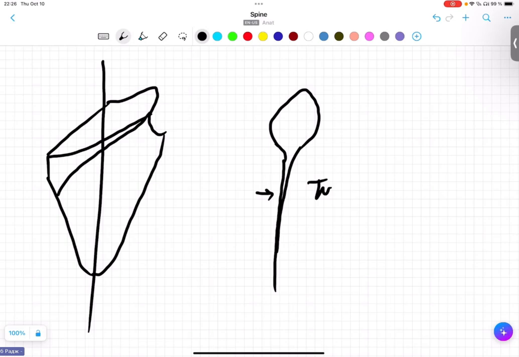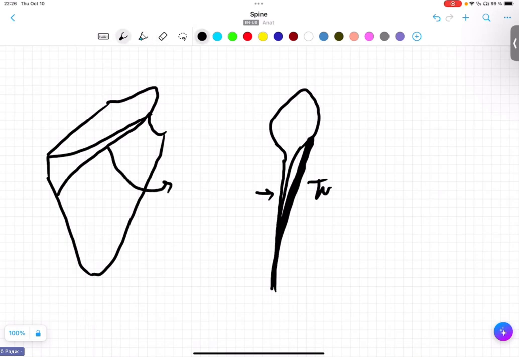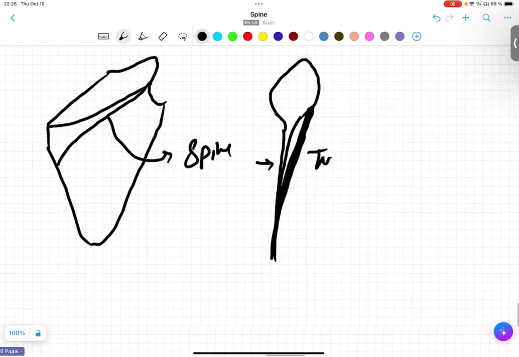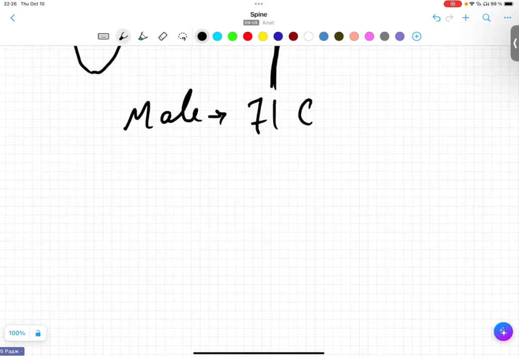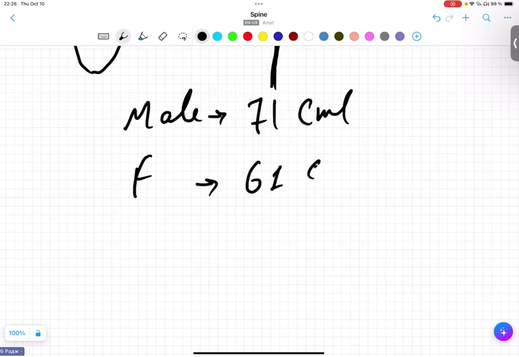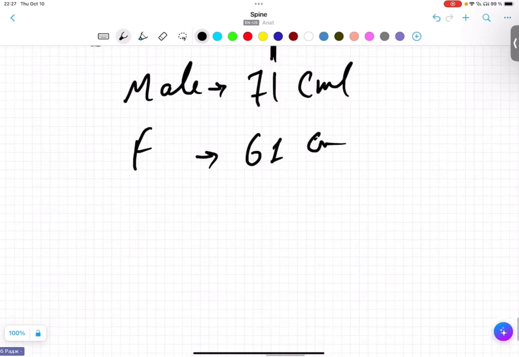So if something is very thin, isn't it a good idea to give it a rod-like supporting structure? That is why in the scapula also, the supporting structure is known as the spine of the scapula. So spine is nothing but a supporting structure. In case of male, it will be around 71 centimeters long. In case of female, around 61 centimeters long, because the height of the average male and female is different.